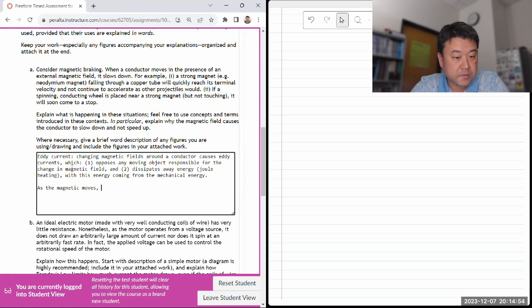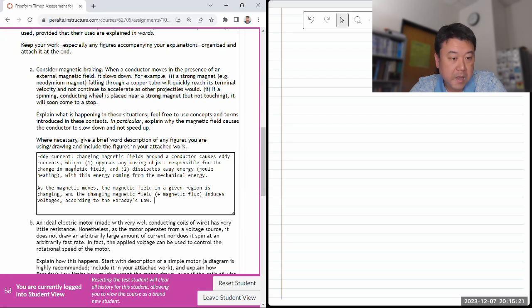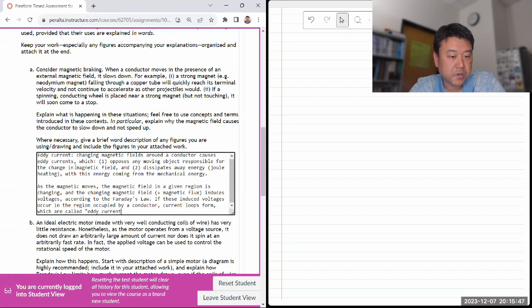As the magnet moves, the magnetic field in a given region is changing, and the changing magnetic flux induces voltages according to Faraday's law. If these induced voltages occur in a region occupied by a conductor, current loops form, which are called eddy currents.